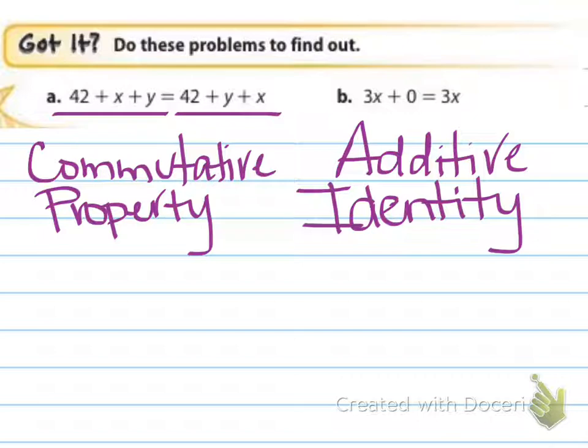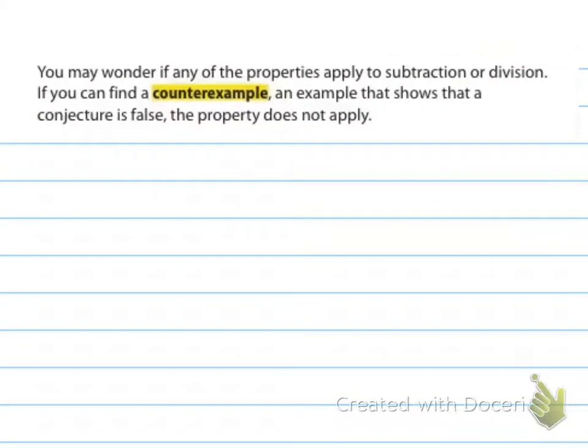Alright, so for A we've got commutative property, because if you notice, we've got 42 plus x plus y, 42 plus y then x. So if you just look at it, you see that the order is not the same. Because it's all addition, we can do that because of commutative property of addition, if you want to add that. B is plus 0. Of course, adding 0 doesn't change anything. It just makes it the same. So 3x plus 0 is still just 3x. So that's additive identity. Because if we add 0, the answer stays the same.